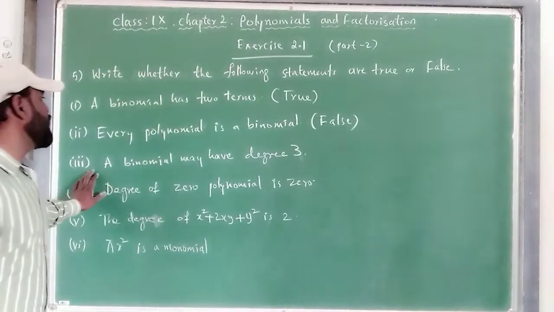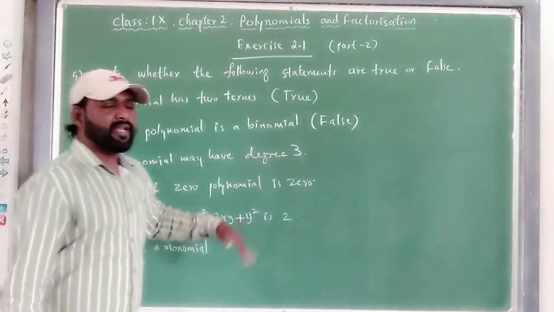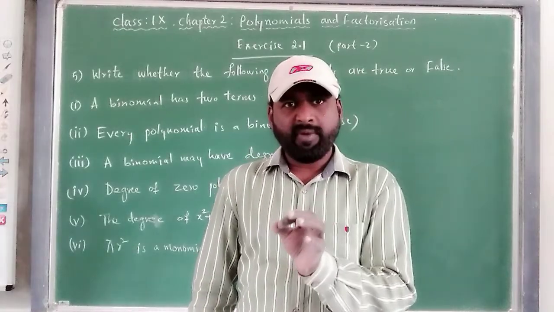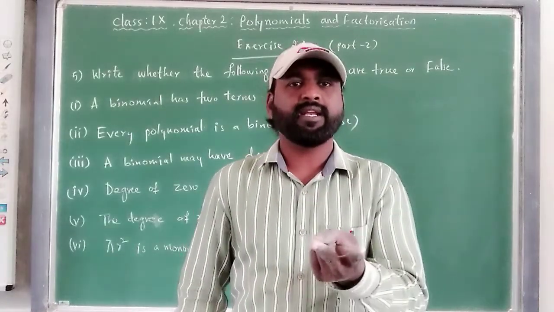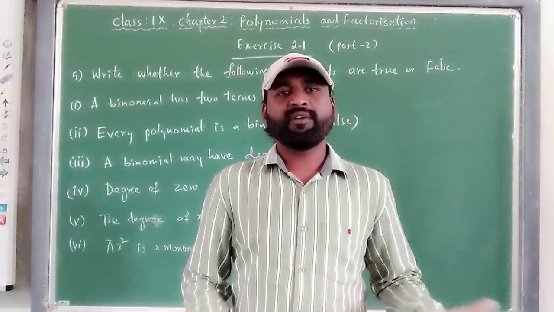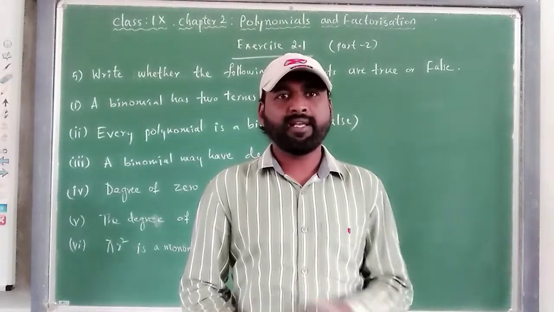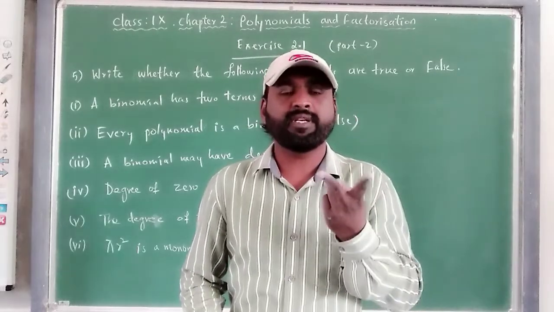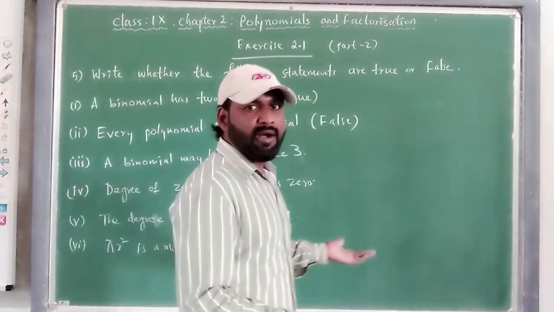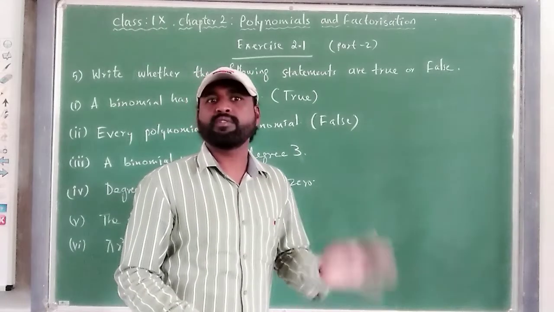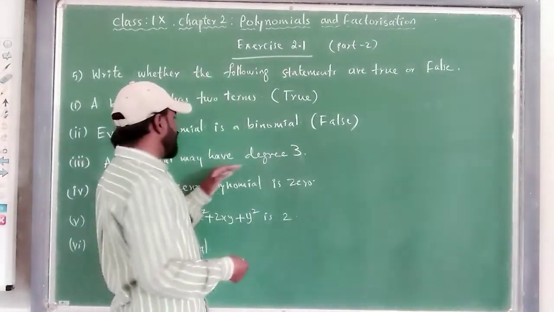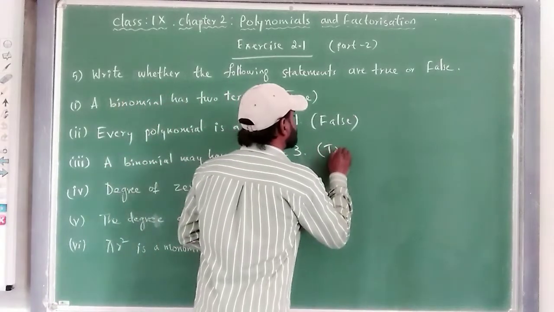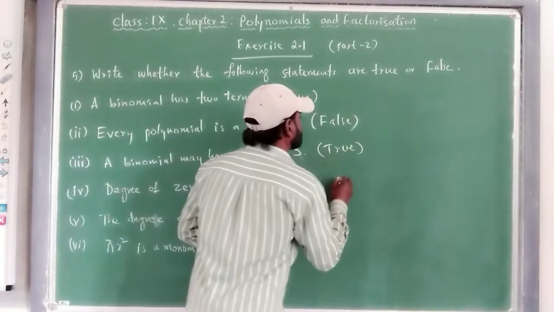Next, third statement. A binomial may have degree 3. Of course. A binomial means what? The polynomial which contains two terms in it. Whatever the degree it may be, doesn't matter. Degree doesn't matter here. It may have degree 3 or it may have degree 100 also, no problem. So, a binomial may have degree 3, which is a true statement.